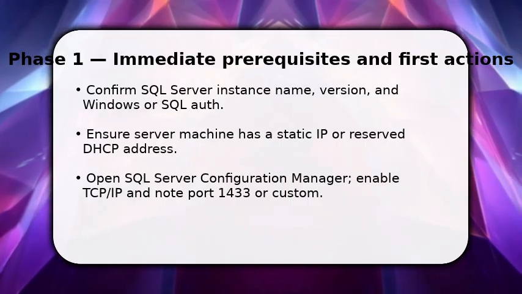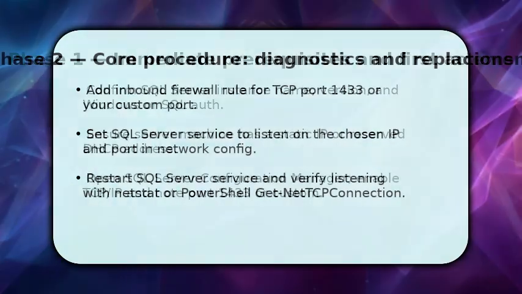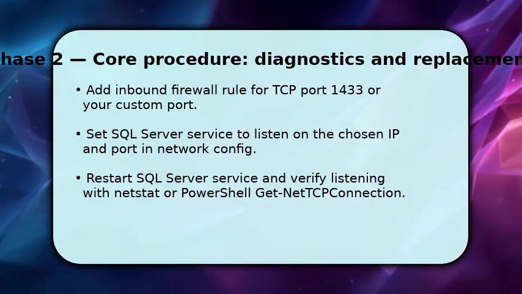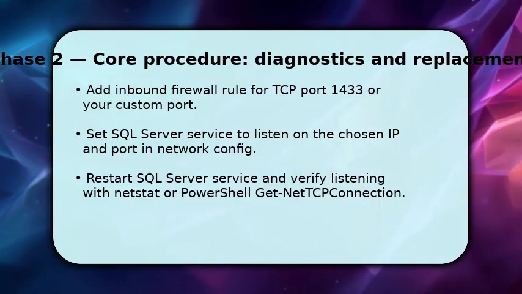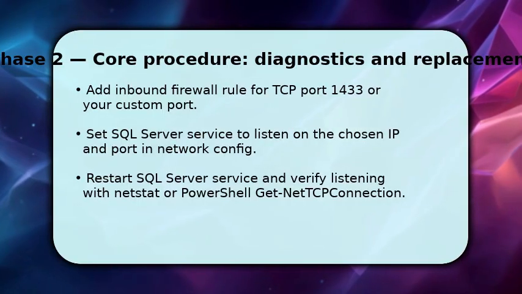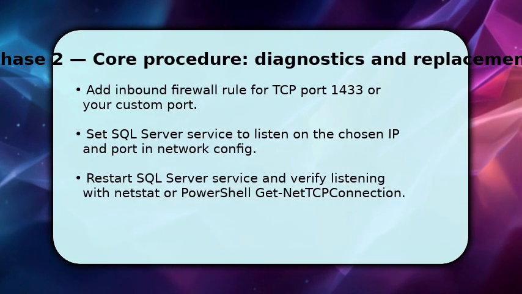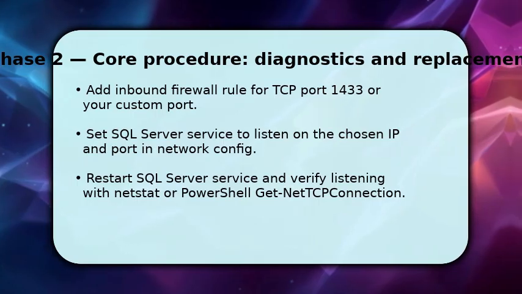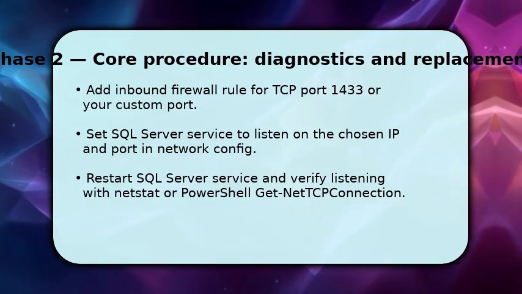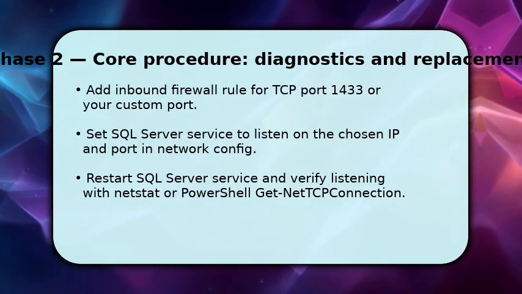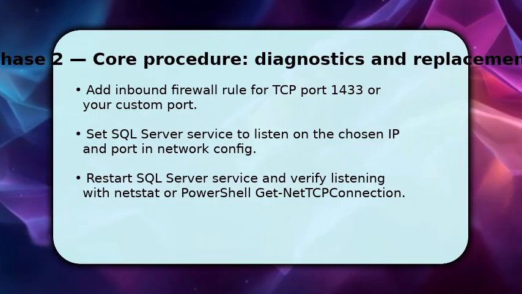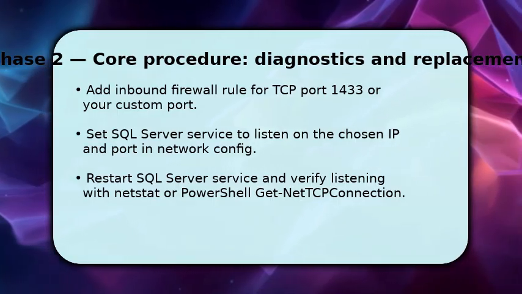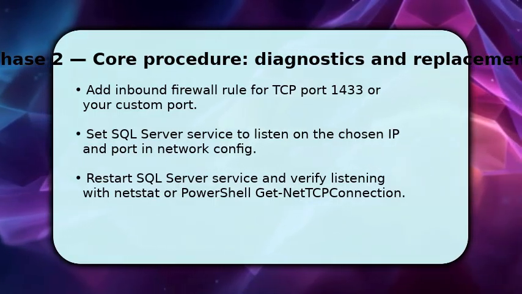Now configure the network path. Add a Windows firewall inbound rule permitting TCP on port 1433 or your custom port, and restrict scope to the server IP for security. Then, set the SQL Server network binding to the server's IP and correct port in the TCP/IP properties. This ensures it listens on that address rather than all interfaces.